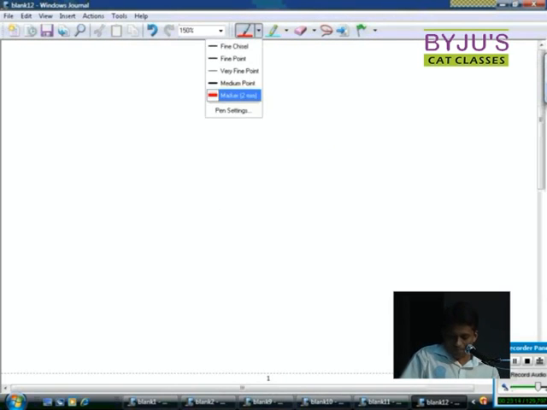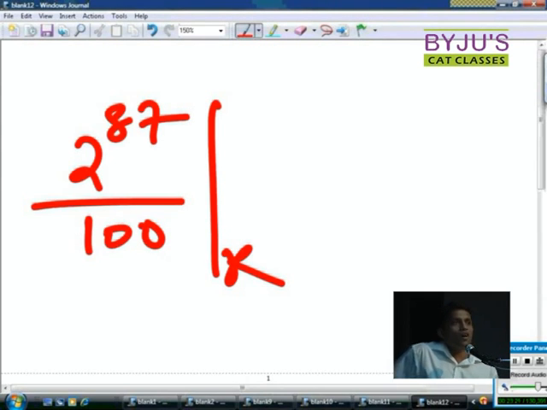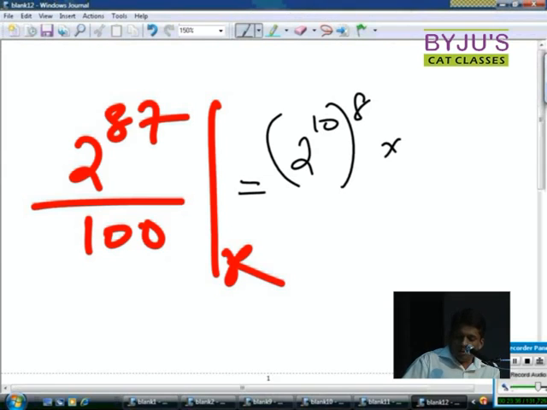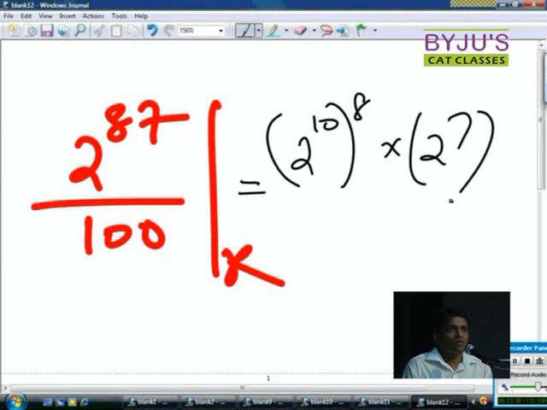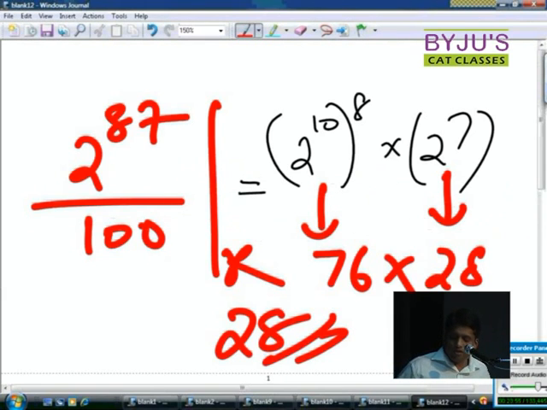Okay, so then what will be the answer for this question? 2 raised to 87 by 100. Answer is 28. Why? Because it's an even power. 2 raised to 10 raised to 8 into 2 raised to 7 is the question, right? Use a frequency of 10 because there is a pattern after every 10 powers of 2. That pattern is what we're using. So, what are the last 2 digits? Last 2 digits are 76 and 2 raised to 7, last 2 digits 28. So 76 into 28, the answer is 28 itself.